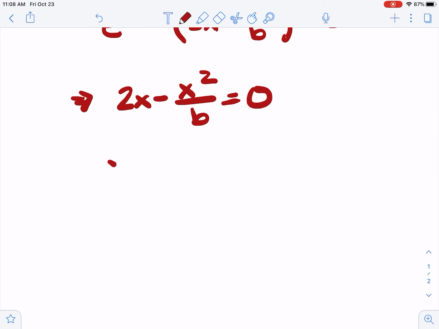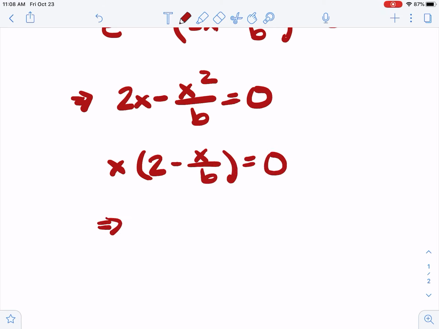We can factor an x out here. This is 2 minus x over b equals 0, and that gives us x equals 0 and x equals 2 times b. So there are two critical points. One depends on that constant b, and the other is just 0.